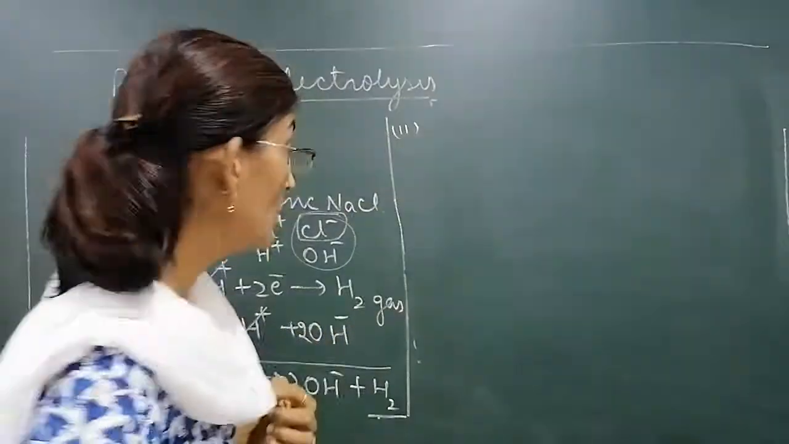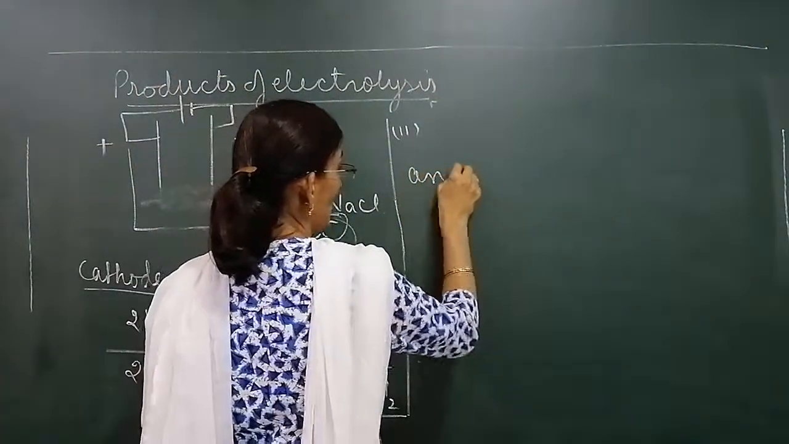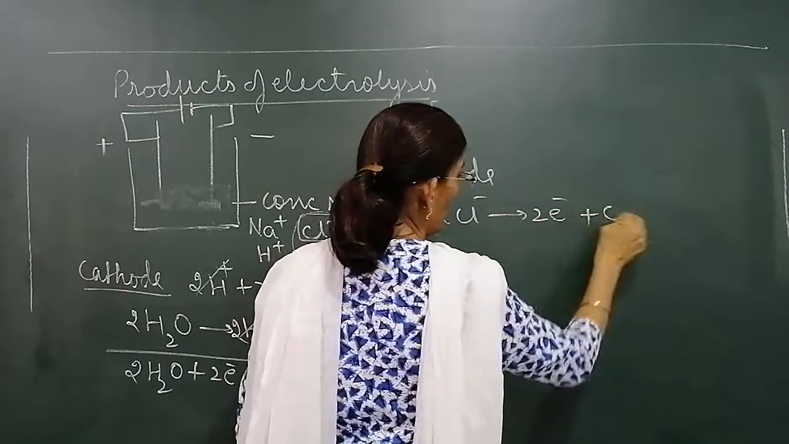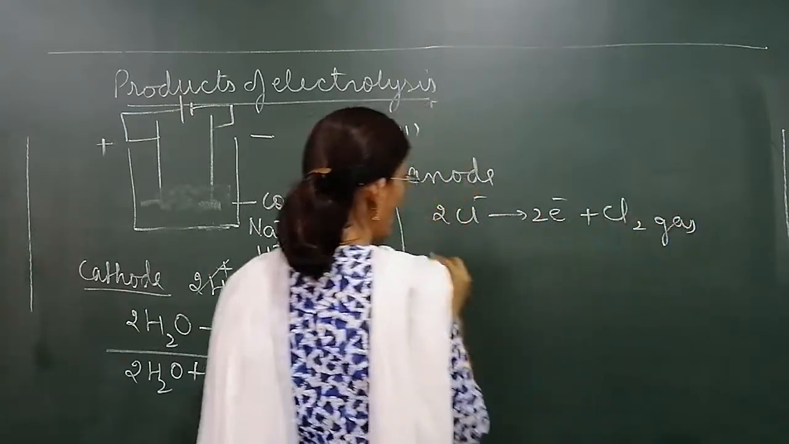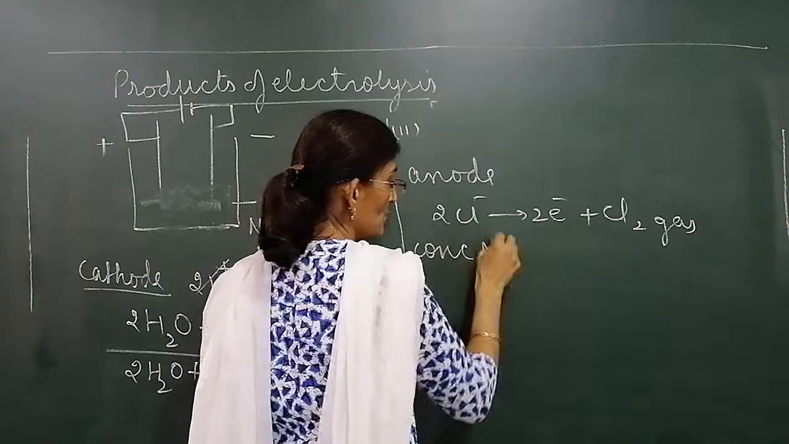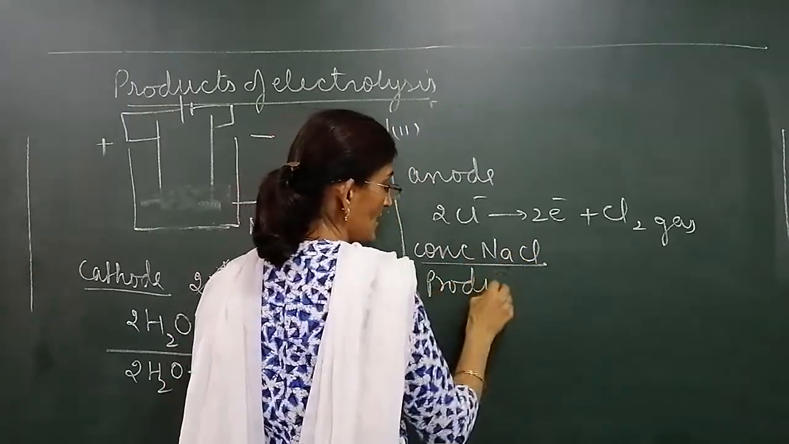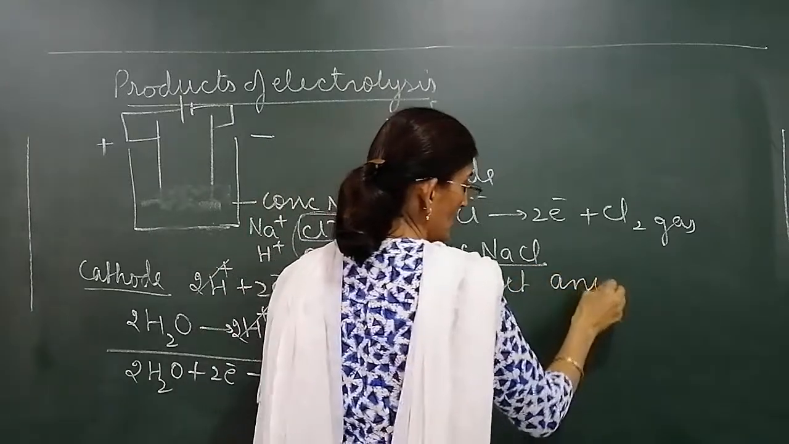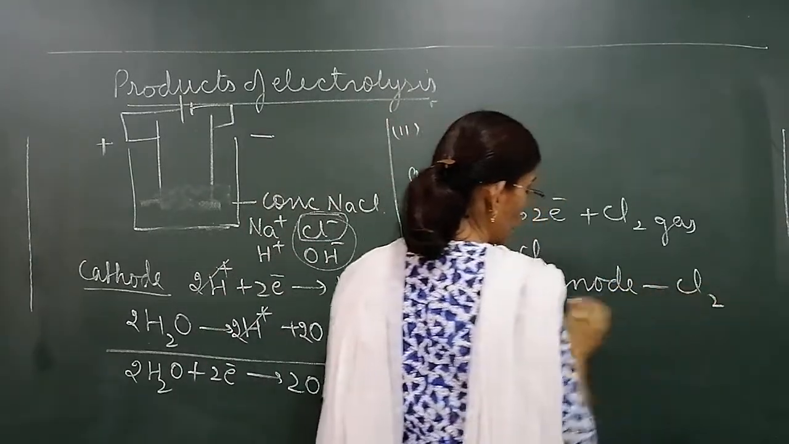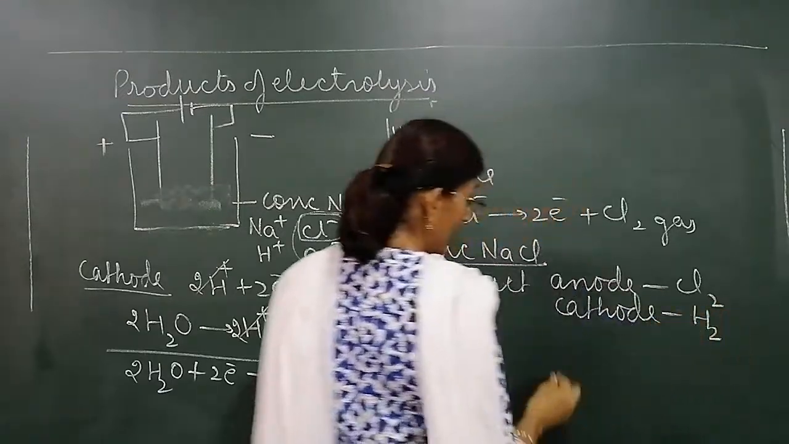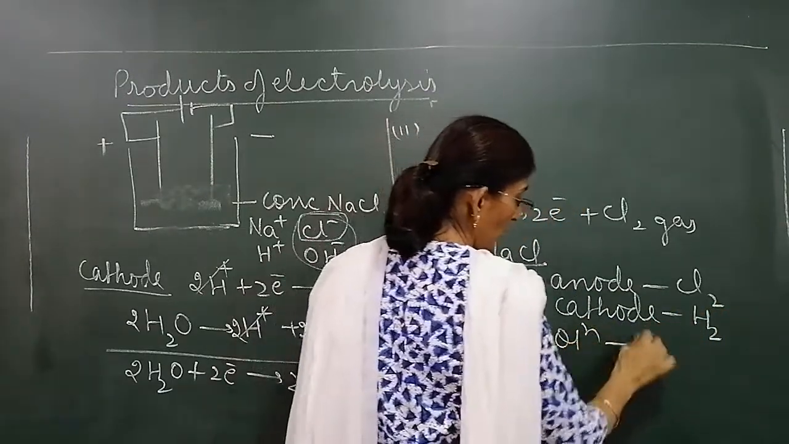At anode, Cl minus loses 2 electrons and forms chlorine gas. So what are the products obtained when concentrated NaCl is used? When concentrated NaCl is used, the products obtained are chlorine gas at the anode, hydrogen gas at the cathode, and in the solution we have sodium hydroxide.